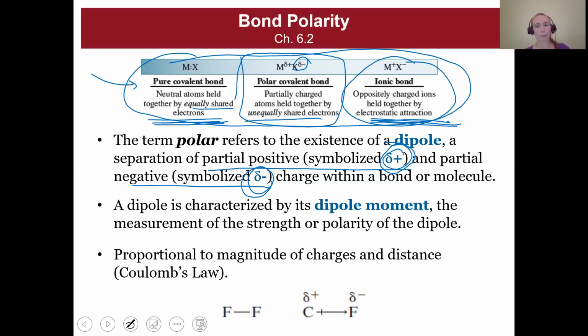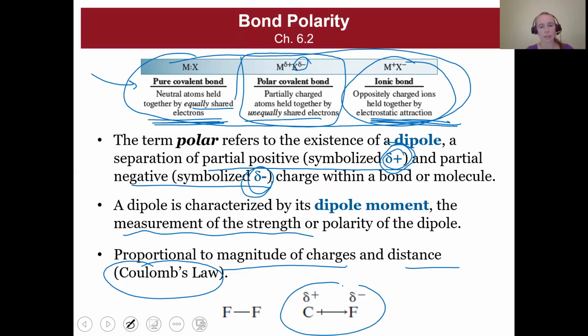A dipole is characterized by the dipole moment, which I'll explain in a little bit, but it's the measurement of the strength or the polarity of the dipole. So we can actually measure the polarity of the molecule, as we'll see in a little bit. And that dipole moment is proportional to the magnitude of the charges and the distance between those charges, following Coulomb's law, as we have become very familiar with over this semester so far. So I will explain this notation. We have the partial positive and the partial negative, and we have this funny looking arrow between our two atoms. I'll explain that in a little bit as well.